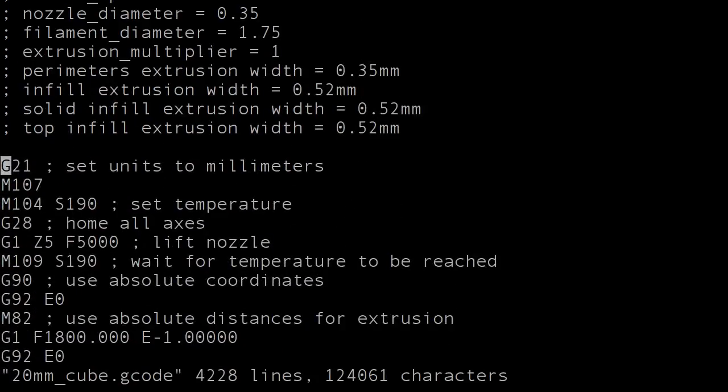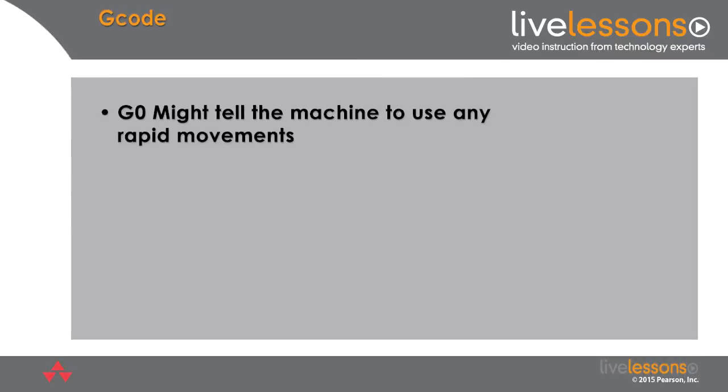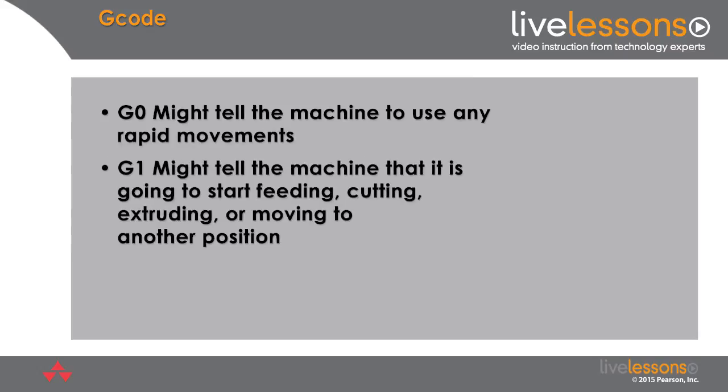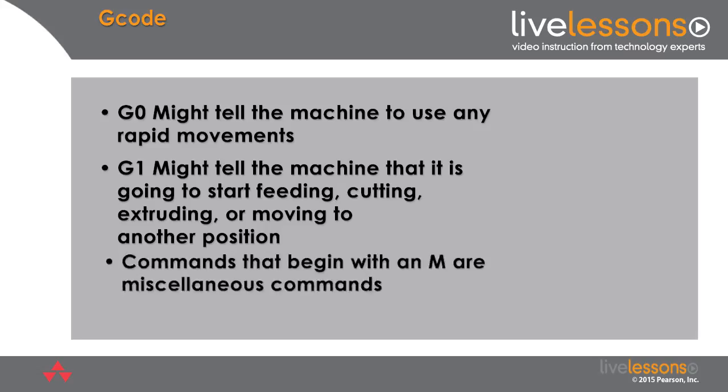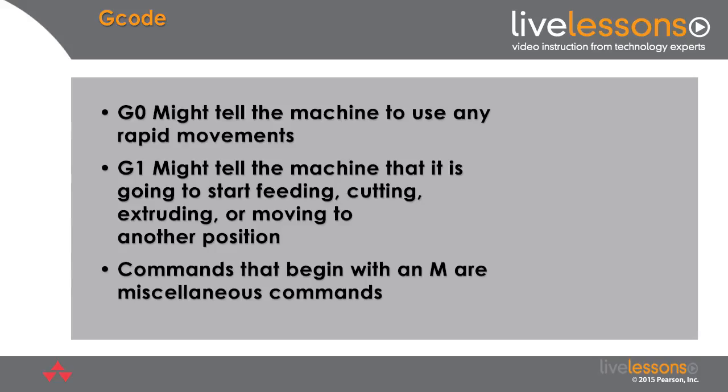Down here you can see we're sending the machine G21, letting the machine know that the parameters we are going to send it are going to be in millimeters. And so any movement of any part of the machine is going to be done in millimeter increments. Any movement by the machine is prepended by the G command. G0 might tell the machine to use any rapid movements. G1 might tell it that it's actually going to start feeding or cutting or extruding or moving to another position within its feed rate. Commands that begin with an M are miscellaneous commands.